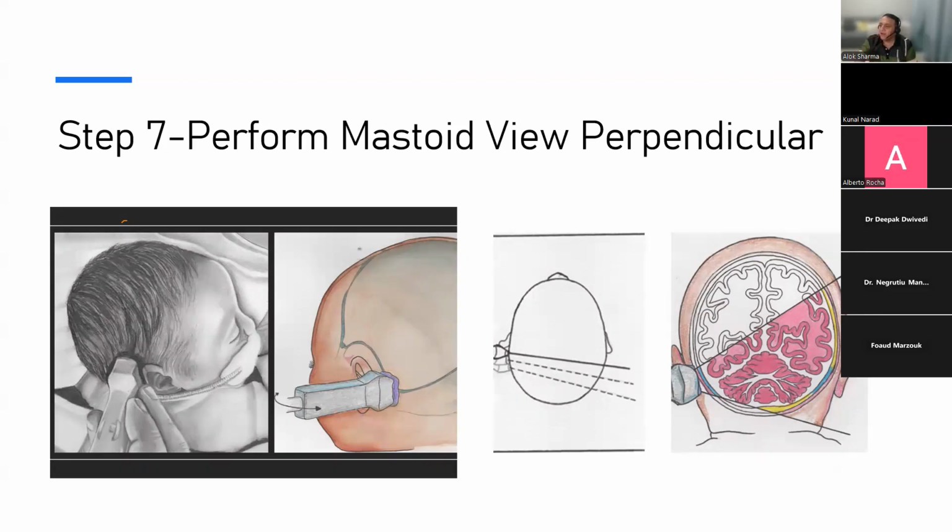And really, this is what we call the perpendicular mastoid view. It's kept with the probe marker up. And really what it's going to do is give you an overview of your cerebellum and a little bit of your hemispheres with the ventricles. But it's a really good view to be able to view the cerebellum, to be able to look for cerebellar hemorrhages. And one of our colleagues asked, how do we label which lobe of the cerebellum when we're performing only one mastoid view?